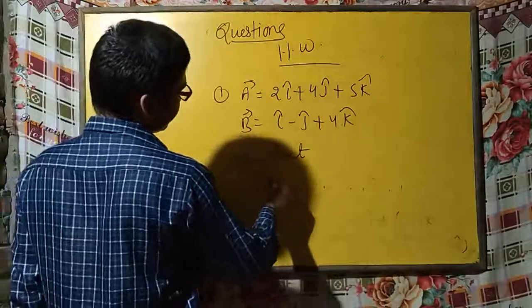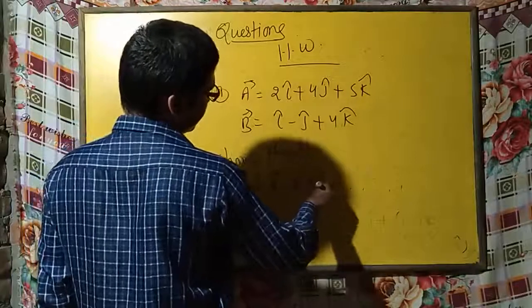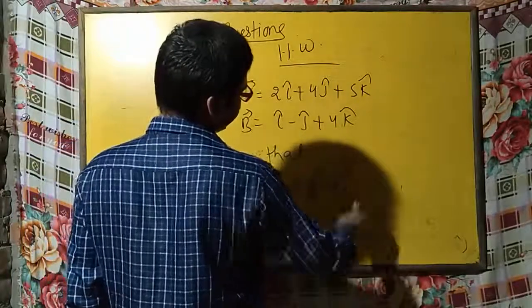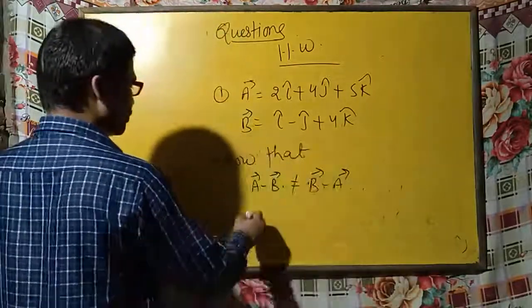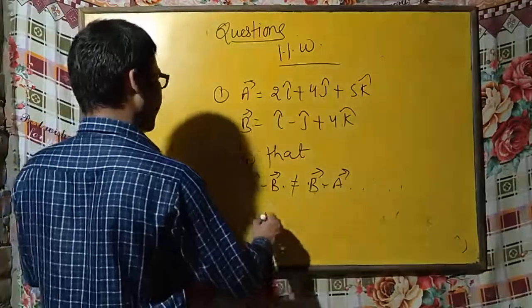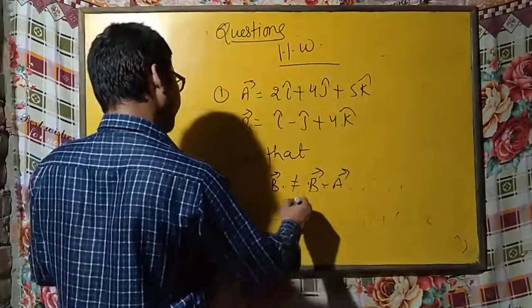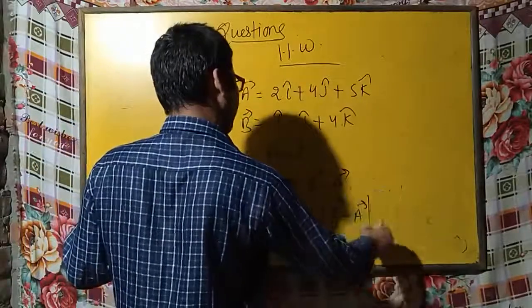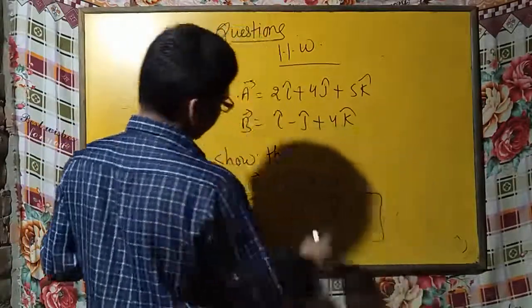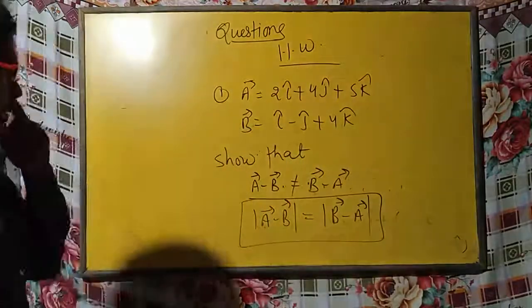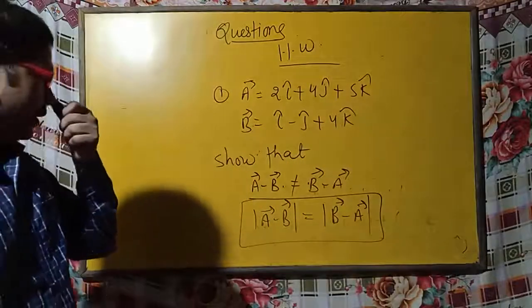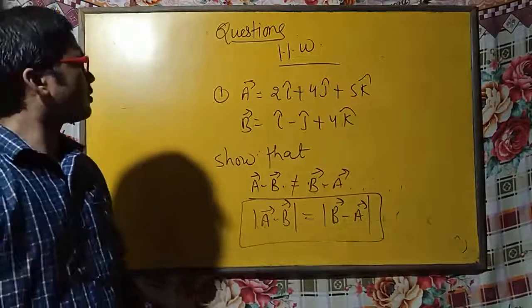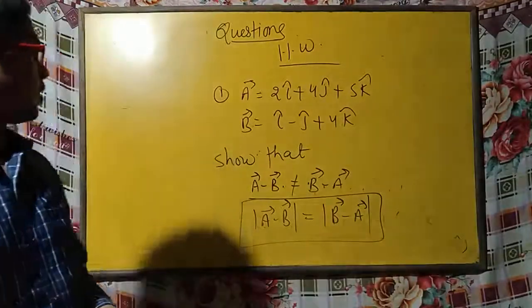Show that a minus b is not equal to b minus a, but their magnitudes are equal, that is, the magnitude of a minus b is equal to the magnitude of b minus a. Okay, so this is the question. You have to solve this question before the given time. Okay, so note down this question in your copy.